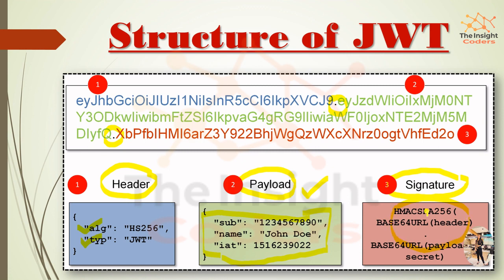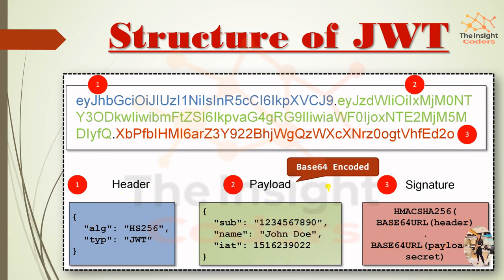And in the end we have a signature, and you can see it is mentioned that all these parts are Base64 encoded. That means if you have this data and you want to convert it into a JWT token, you have to encode it somehow. This encoding is done using the Base64 algorithm. Likewise, if you have to decode a token to get back the header, payload and the signature, you have to go with the same Base64 decoder for that specific scenario.